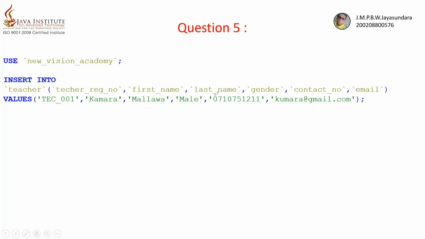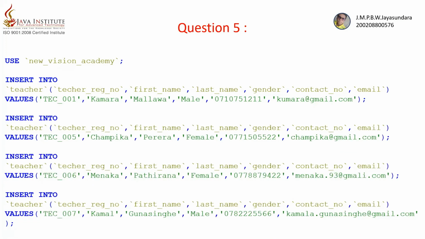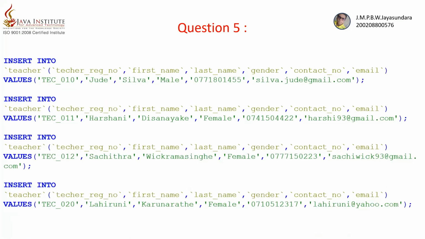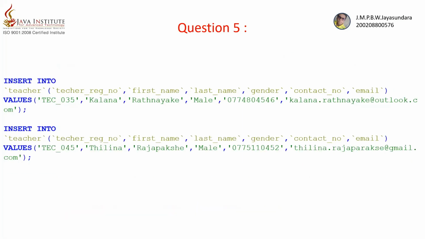After the column names we have set values, and we have given relevant values to these relevant columns. So after executing this query, the tech1 value will be added under the teacher register number column. In the same way, we can insert the other records too. So let's go and see how we can do this practically.